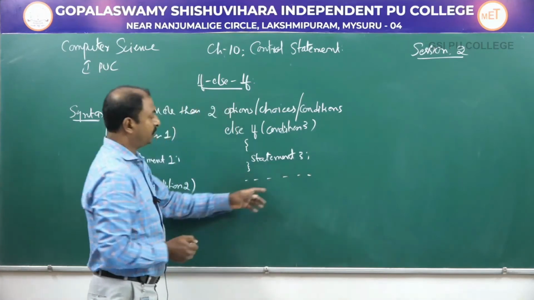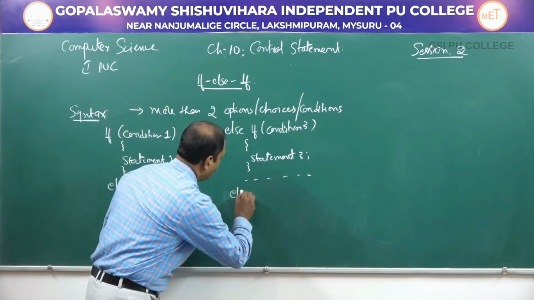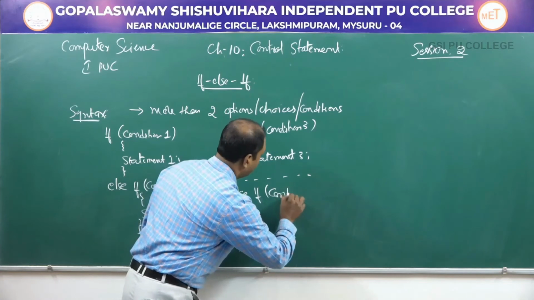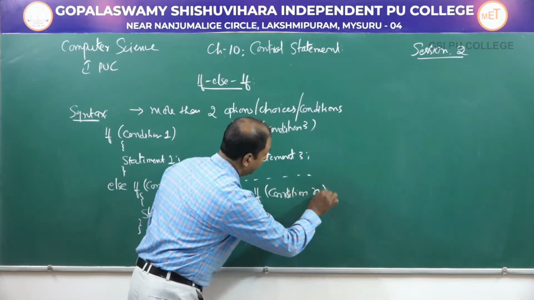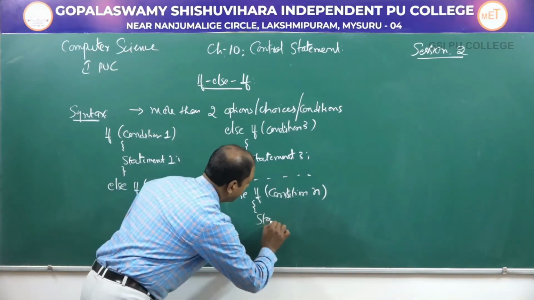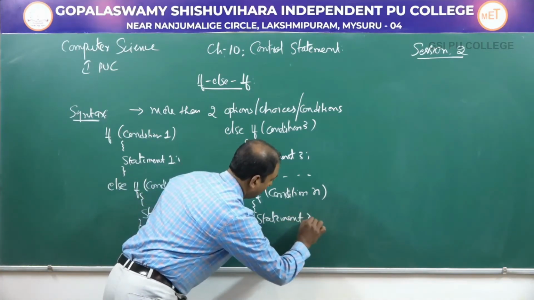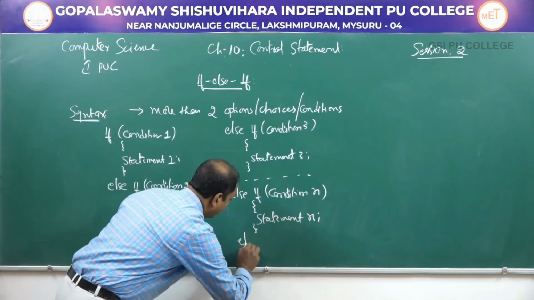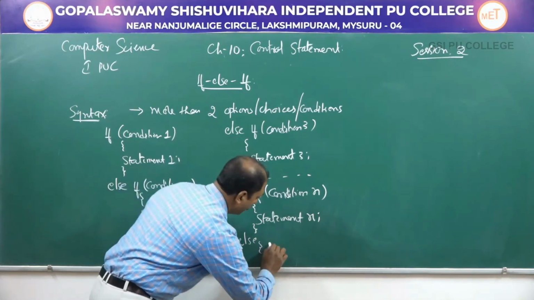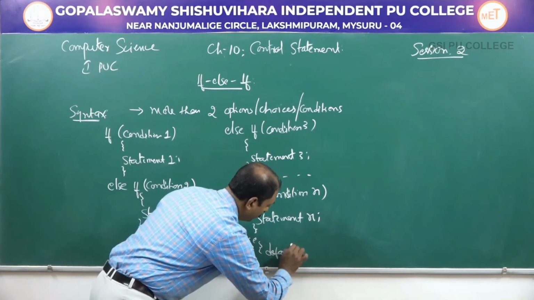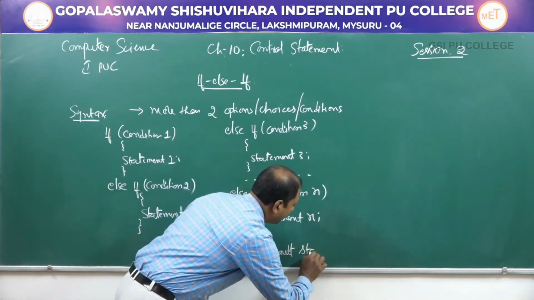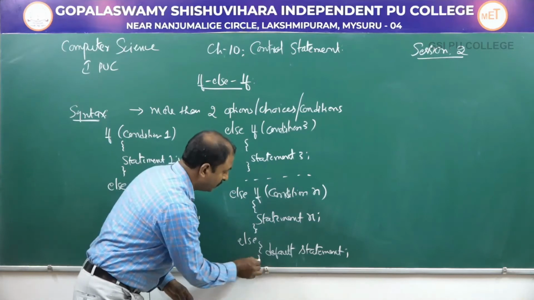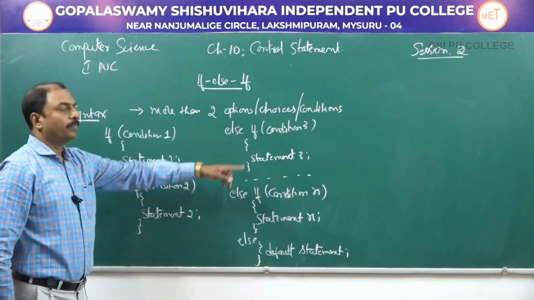You can have dots here, which indicate more statements. Else if nth condition, and here n statement, closing this. And finally we close with the else part, and here it is going to print the default statement, and close this. So this is the syntax of the if else if programming statement.